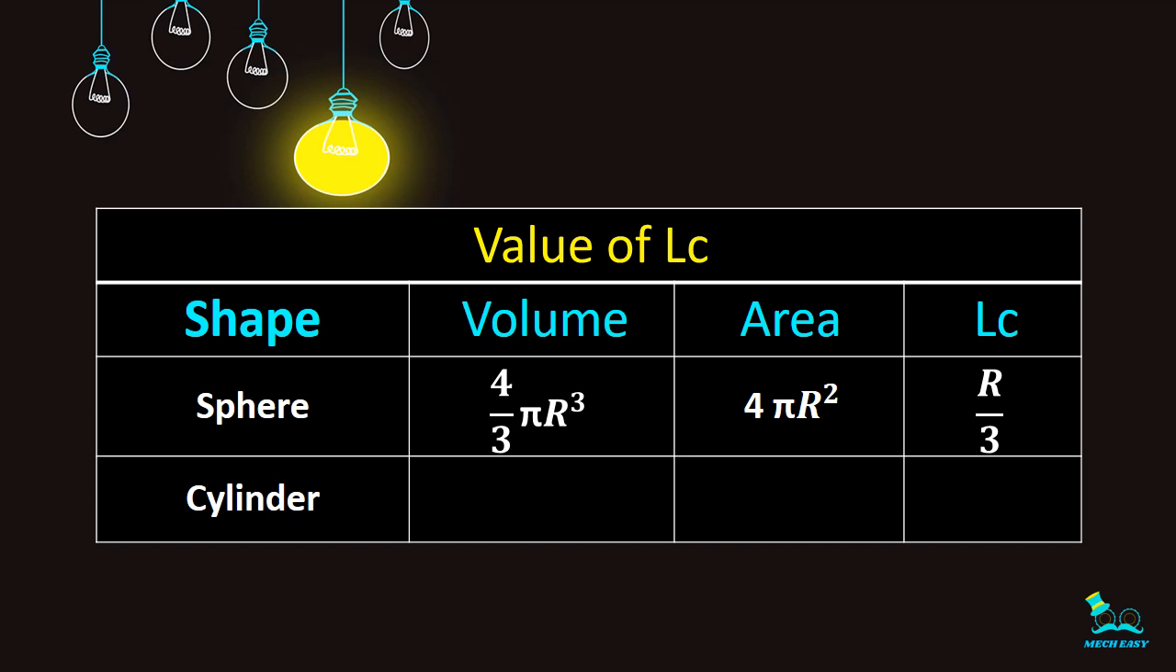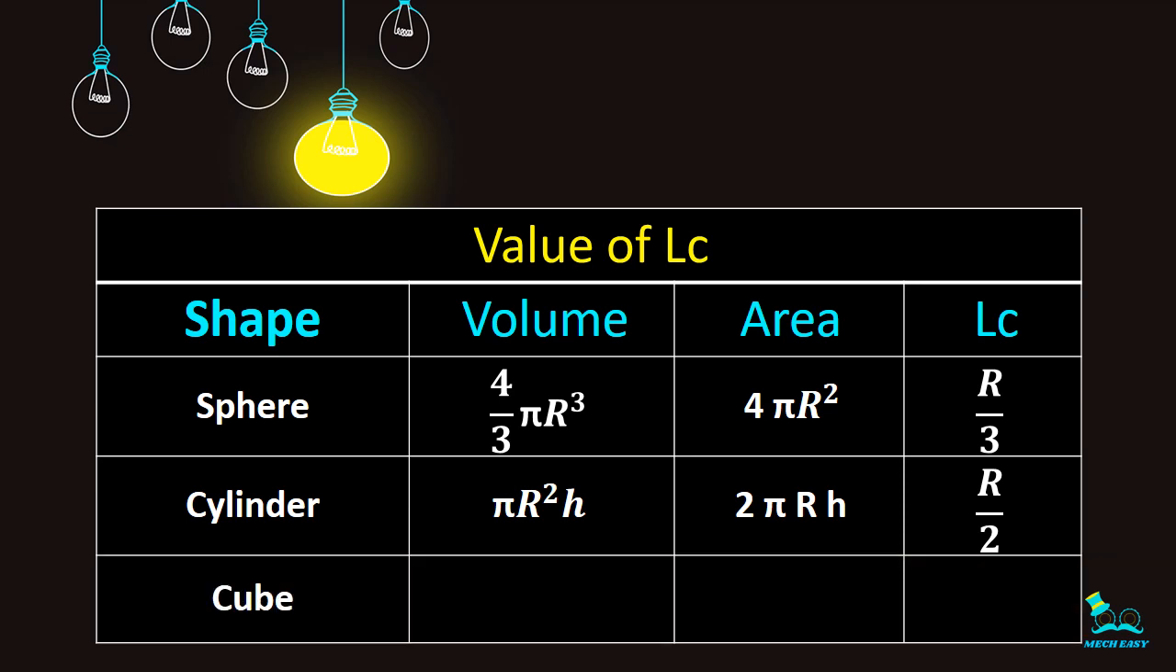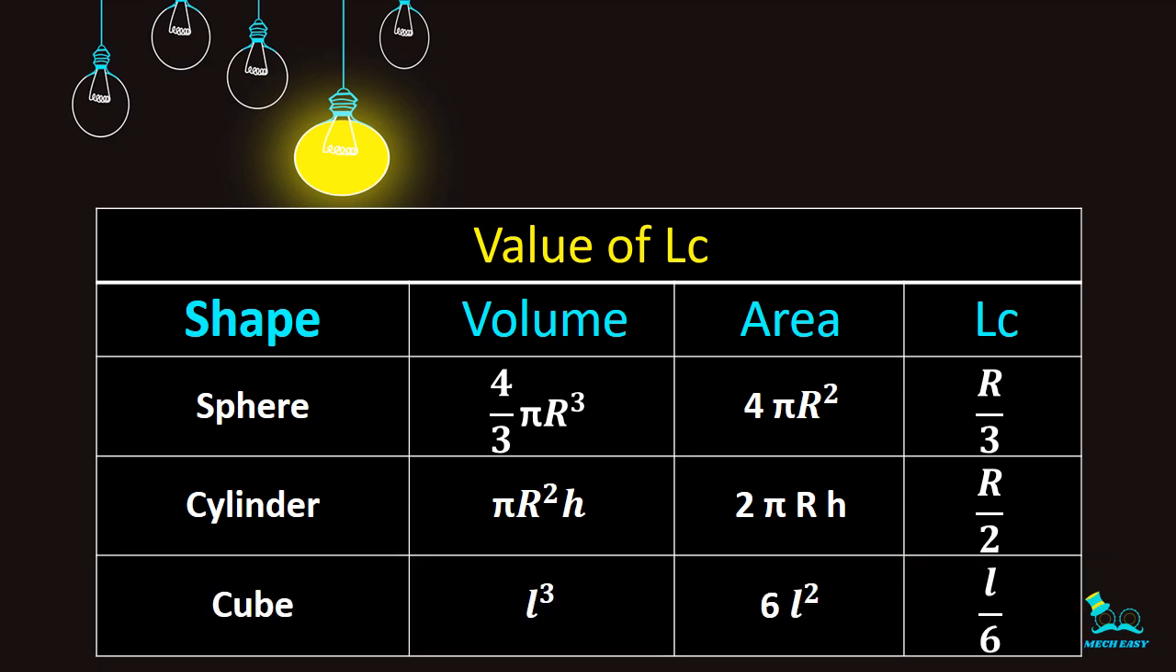For cylinder, we know that volume and area are pi r square h and 2 pi r h, so the value of Lc will become pi r square h divided by 2 pi r h, and that is r by 2. And for a cube, the volume and area are L cube and 6L square, so we get the value of Lc as L cube divided by 6L square, and that is L by 6.